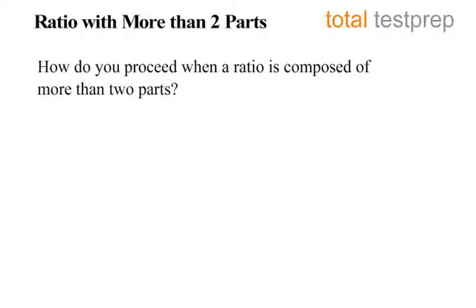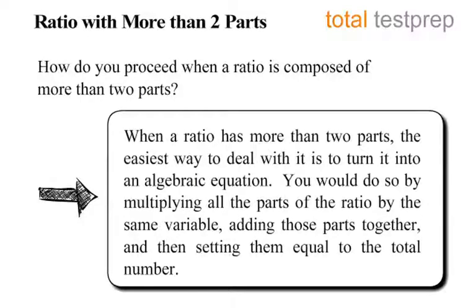In this section, we'll be dealing with ratios that contain more than two parts. How do you proceed when a ratio is composed of more than two parts? When a ratio has more than two parts, the easiest way to deal with it is to turn it into an algebraic equation. You would do so by multiplying all the parts of the ratio by the same variable, adding those parts together, and then setting them equal to the total number.